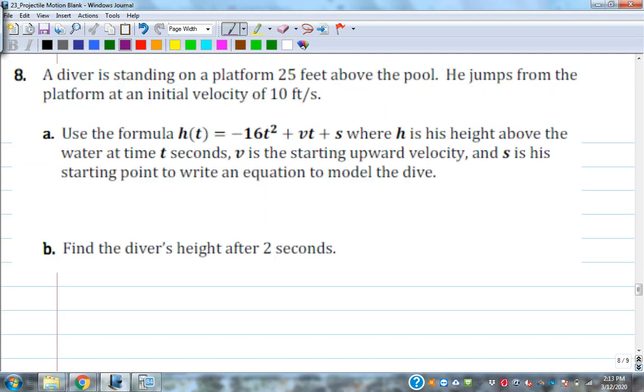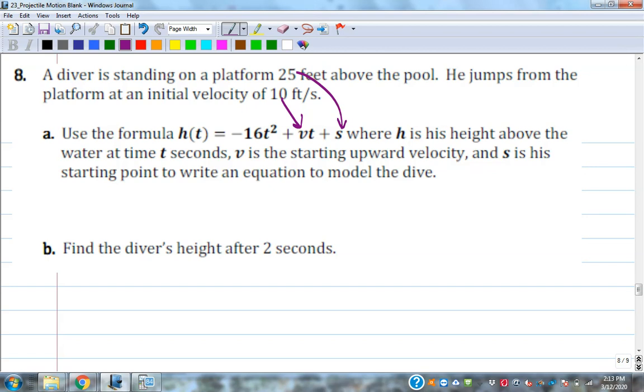All right, number 8. We've got a diver. They tell us all this information, and the initial velocity, the 10, goes right there. The 25 goes right there. So they didn't give us the full equation this time. They tell us here in the description that V is the starting upward velocity. That's initial velocity. That always goes in front of the linear term. And then the starting platform is 25, so that's always going to go here on the C value. A part asks us to write that equation. So that's all we would do for A part is plug in the 10 and the 25. That's all A asks for.